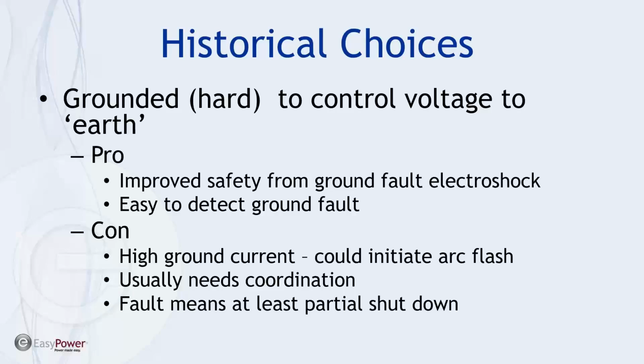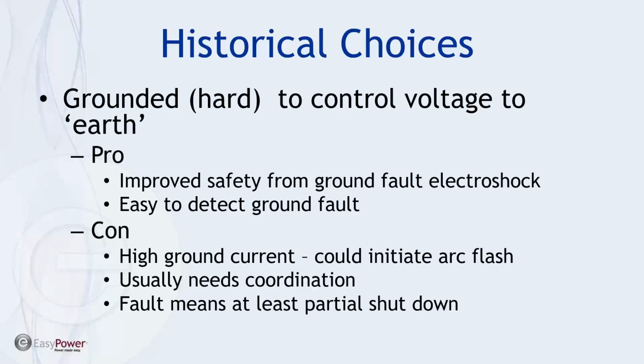And they were easy to detect the ground because when you had a fault, everything stopped, or at least the parts that had protective devices on them stopped. The con, or the downside, is that currents could be relatively high, and in some cases could actually initiate an arcing fault. Ground faults are probably the most common types of faults in electrical systems, and are a common initiator of arcing faults.